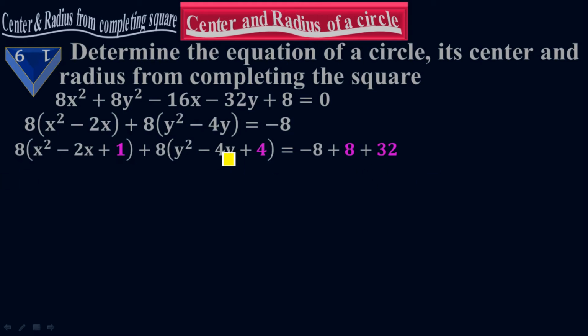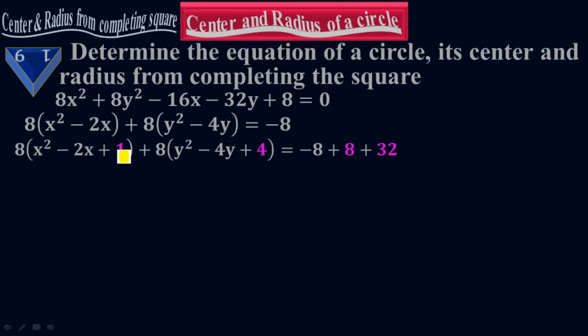Similarly here, 4 divided by 2 will be 2. 2 squared will be 4. So add 4 to this expression and also do the same to the right side. But I add 32. Why? Because look, there is a product of 8, and never forget this 8. So 8 times 4 will be 32. Don't make this mistake. Don't simply add 4 to the right side if you have the product of something here.